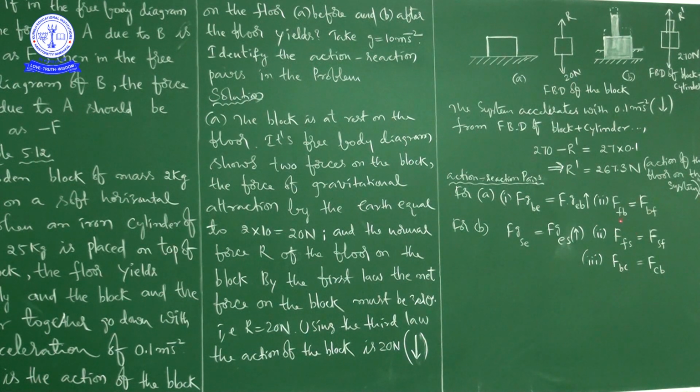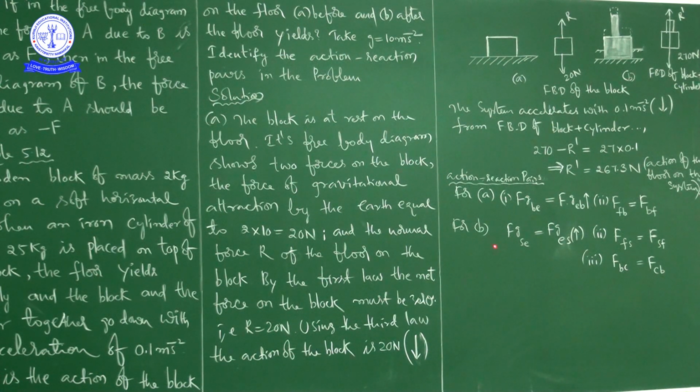Another pair is here, the force on the floor by the block. The force on the floor by the block is action, and the force on the block by the floor is reaction. So these are the two pairs, right? This is one action and one reaction, and this is another action and its respective reaction. So when action is there, reaction is there. That is according to Newton's third law of motion. So these are the action reaction pairs in case of A.